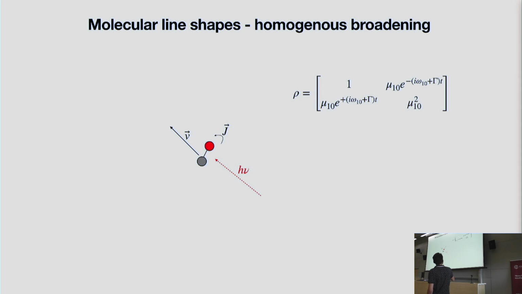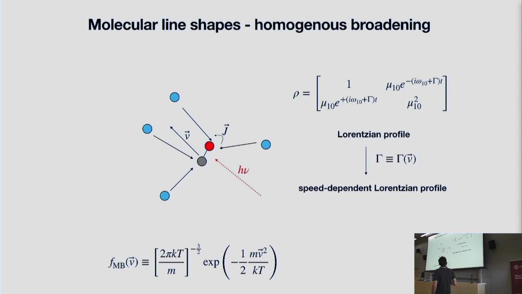So as I showed before, we create some kind of coherence. It has some dephasing and damping of this coherence given by the gamma. The sign is wrong here, obviously, but here it's correct. Given by the gamma parameter. So from this we will simply get a Lorentzian profile. But then we have some distribution of velocities of the molecule, so we would have a speed-dependent Lorentzian profile.